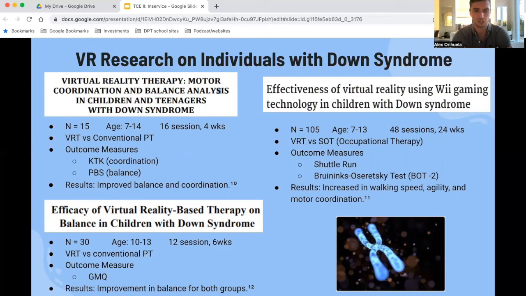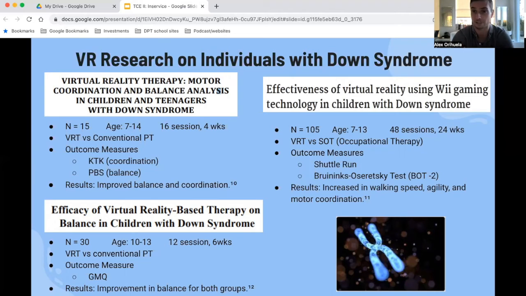And then the last article I found is the efficacy of virtual reality based on children 10 through 13, more in their teens, and there were 30 participants where they had 12 sessions over 6 weeks, and it was comparing virtual reality versus conventional PT, and the outcome measure they used was just a GMQ. And for both groups, they found that there was improvement in balance, but virtual reality actually had more overall improvement compared to just a conventional physical therapy group.